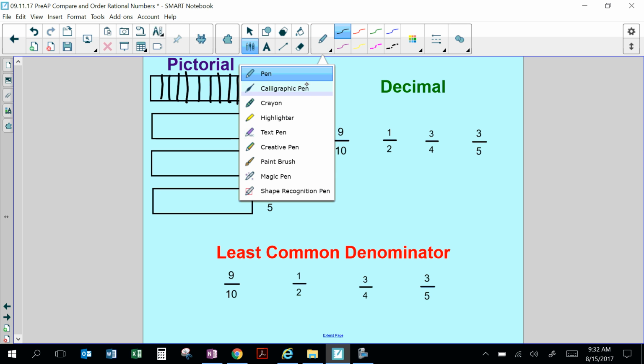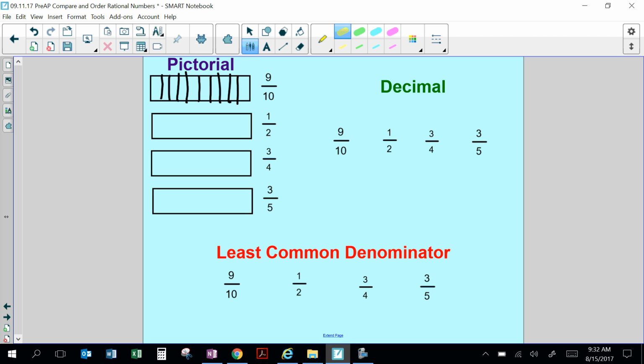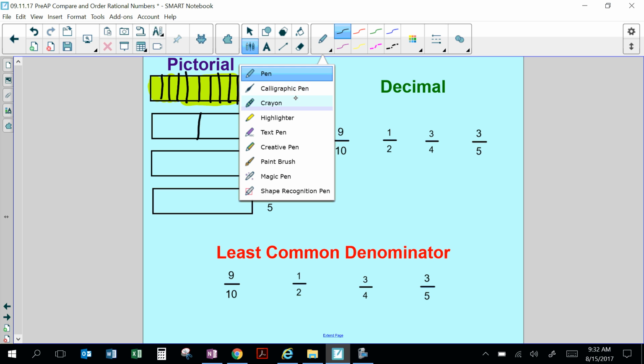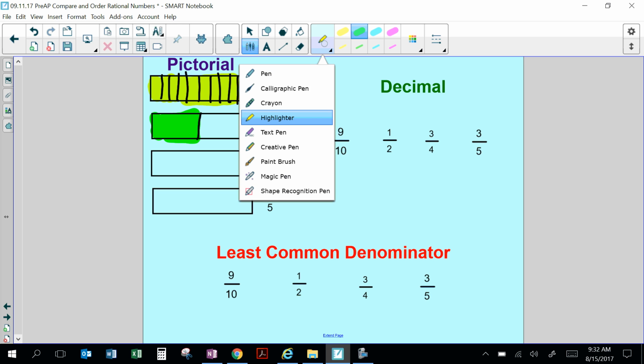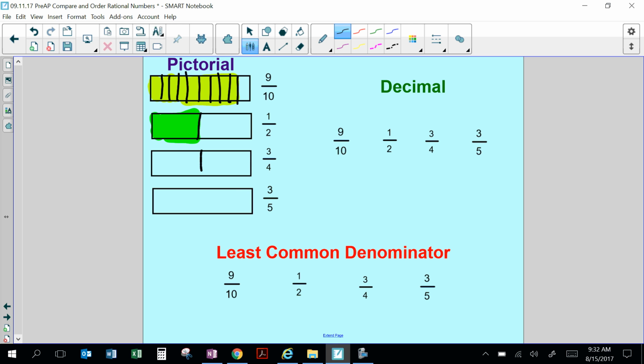And I'm going to shade in 9 of them. Next one, 1/2. I'm going to cut this into 2 equal parts and shade in 1/2. As you can tell, 9/10 is greater than 1/2. Next one, I'm going to divide this into 4 equal parts and shade in 3/4. As you can tell, 9/10 is still greater than 3/4 and 1/2.